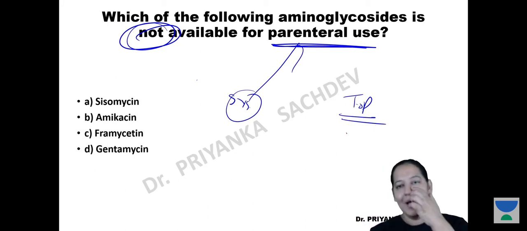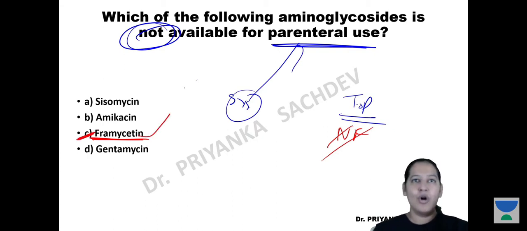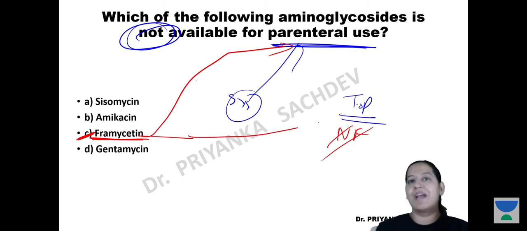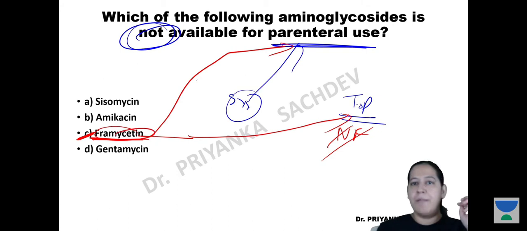Which 2? I just forgot. Okay. Neomycin and framycetin. So see the option. Framycetin is there in the option. So the correct answer here is C. It is not used parenterally because it is used topically. So indirectly questions are asked. If neomycin is there instead of framycetin, that will also be my answer. So the correct answer here is C because it is the topical one. Yes, you all are right.